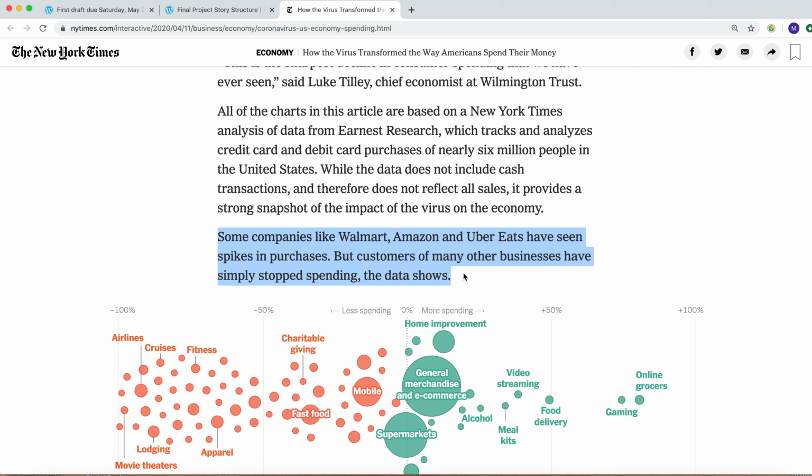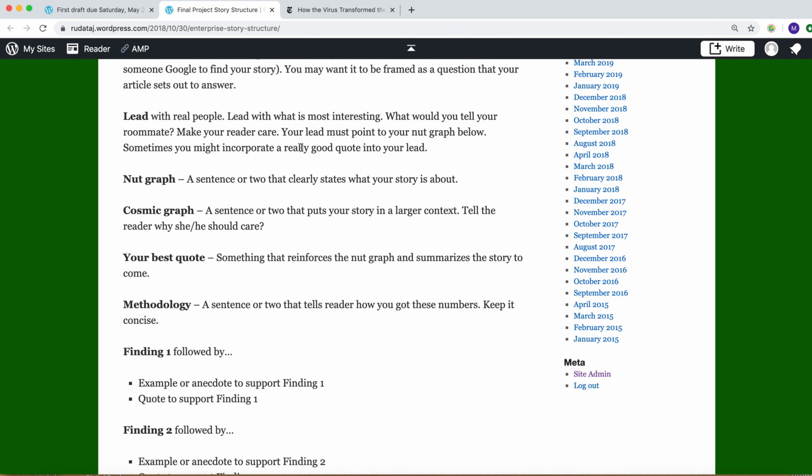Some companies like Walmart, Amazon, and Uber Eats have seen spikes in purchases, but customers of many other businesses have simply stopped spending, the data shows. Everything in this article fits under this nut graph. It's only two sentences long, and it says clearly this is what it's about. Some companies have seen a spike, others have simply stopped.